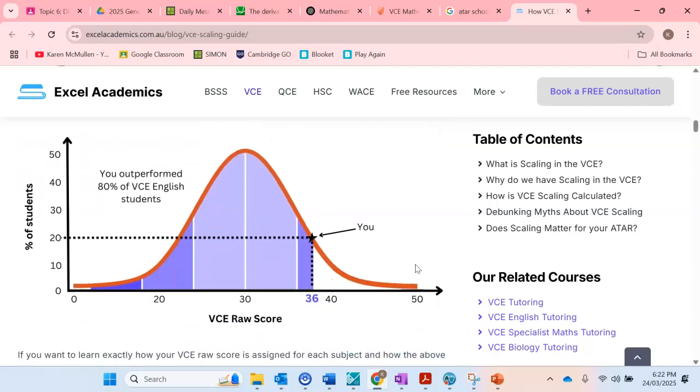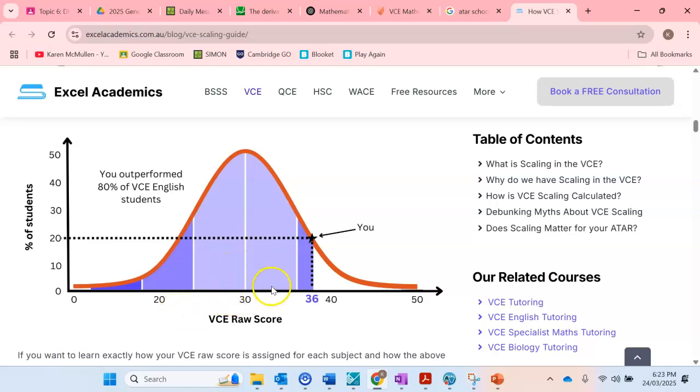So let's have a look at this diagram here. It's a normal distribution bell-shaped curve, and we're looking at English scores. So our median is 30. In a bell-shaped distribution or normal distribution, your mean and median are the same, right in the middle. So the median score, the mean score, is 30, right in the middle. Now, if you're above that, you're going to be above the average. If you're below, you're going to be below the average.